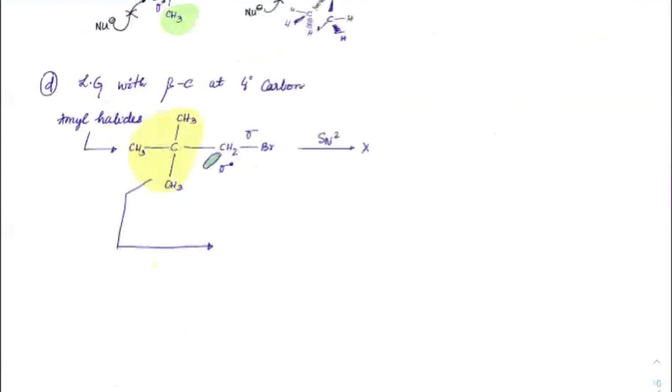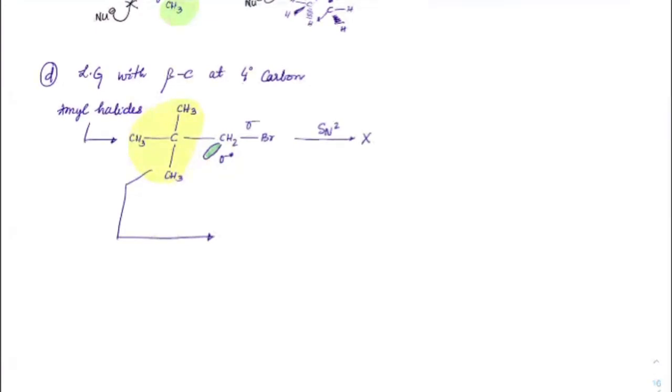Next one is when you have a leaving group with a beta carbon that is a 4° carbon. Suppose we are leaving from here. Although this is a primary carbon, the next carbon is completely substituted, a neopentyl group. So you can see it is a 4° or neopentyl group here. If this is the case, then it is also too bulky for the nucleophile. Suppose a nucleophile is trying to approach here; this bulkiness will not let the nucleophile attack. This is also a very important reason.